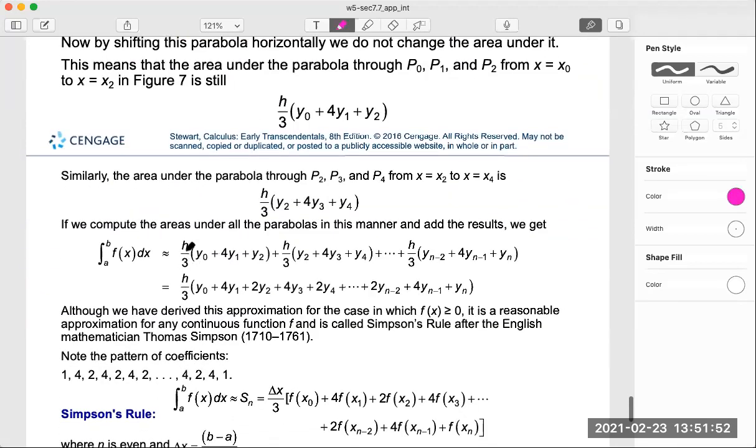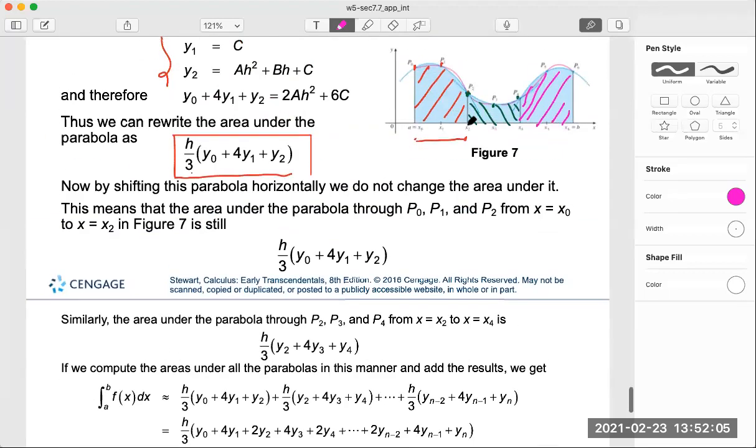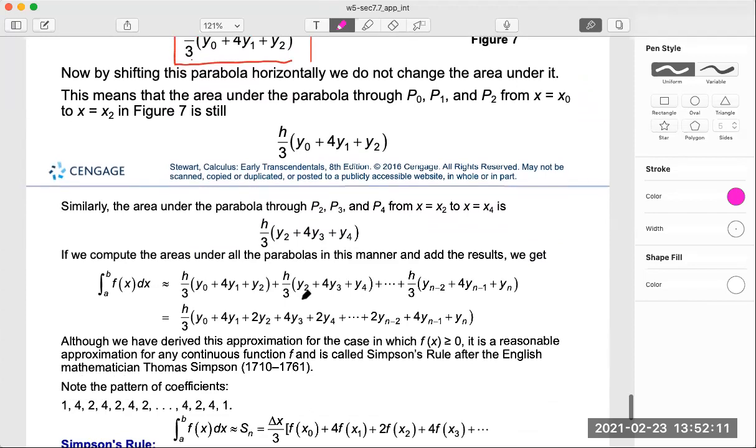Okay, which is the sum of h over 3 times (y0 plus 4 times y1 plus y2). Then we move on to the next term. It starts from y2 here, right? To y3 and y4. And the coefficients of them will be 1, 4, 1. Just memorize them. You don't have to prove it. Okay? And next, so on and so forth. This is the Simpson rule to approximate an integral. Okay? It's very nice.